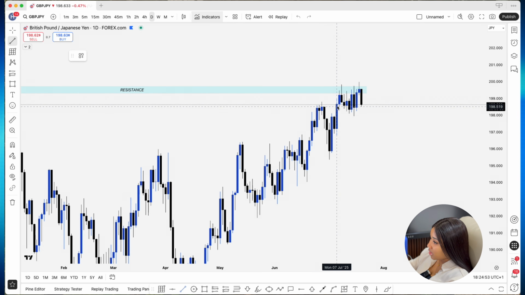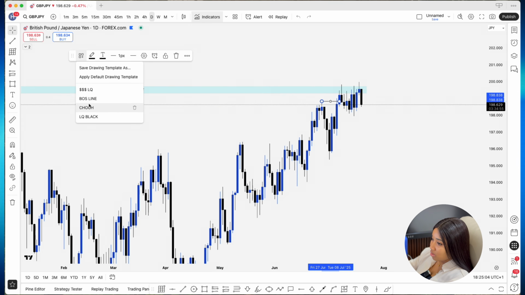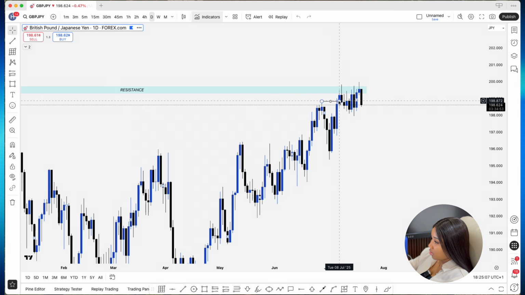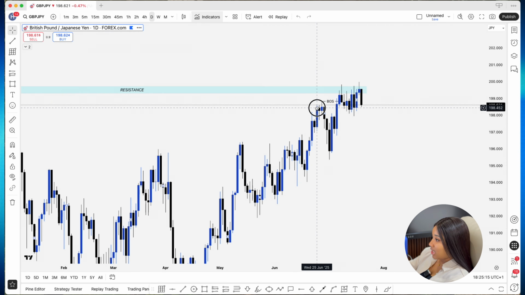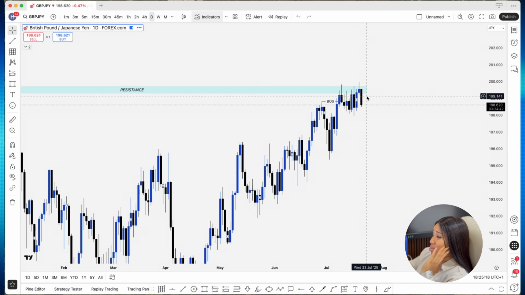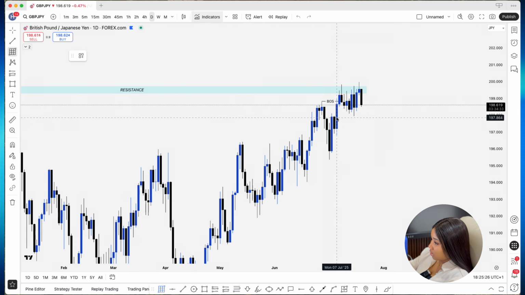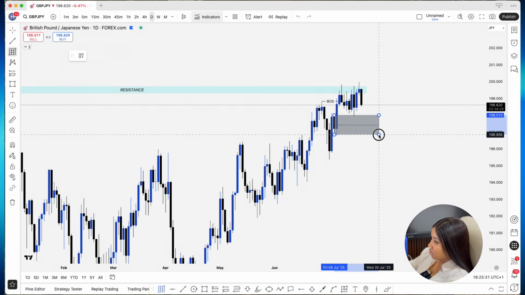You can see that before price tapped into this resistance level, like I stated earlier, price has been bullish, and this was the last break of structure before price tapped into the resistance level. This being the last break of structure, you map it out. Don't just say in your head, okay, there's a break of structure there, and move on. No, map it out. It's important. Once you map it out, you look for the origin that caused that break of structure. You can see it's also obvious here. This is the origin that caused the break of structure.